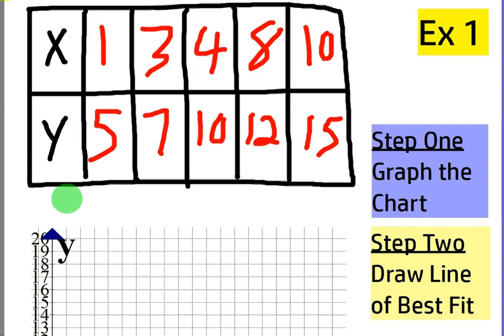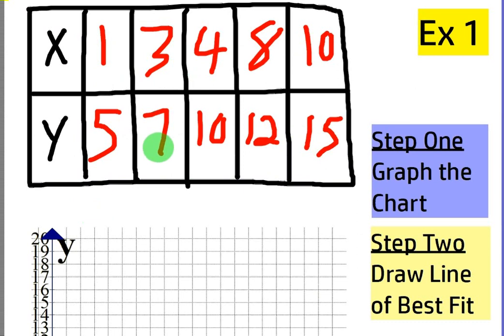All right, here's our first chart. We've got the points 1, 5, 3, 7, 4, 10, 8, 12, 10, 15. If you'll notice, just by looking at this graph, the x values are going up, but they don't go up by an even number of spaces. That's okay. You can still figure out the correlation. Same thing for the y.